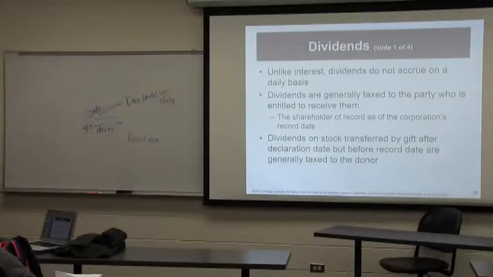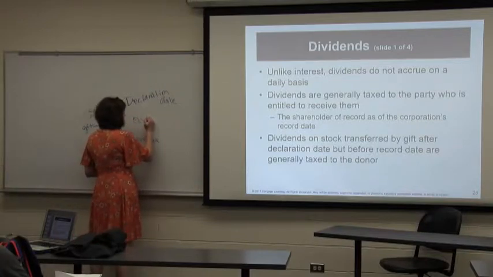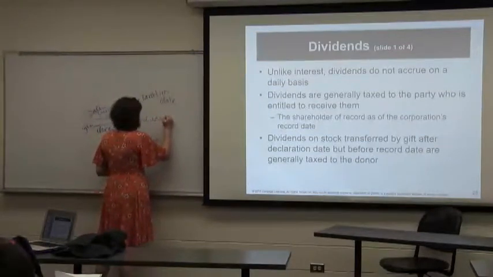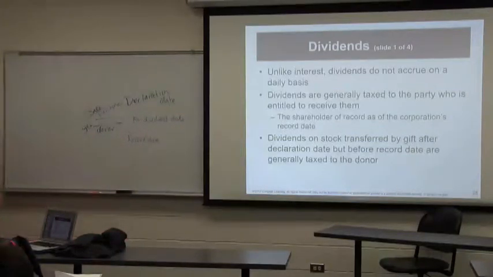There is another date that is important. It is called the ex-dividend date. What happens on the ex-dividend date? There's a footnote on the bottom of page 414 that describes the ex-dividend date. It is the date before the record date on which the corporation finalizes the list of shareholders who will receive the dividends. So it is after the declaration date, but before the record date.